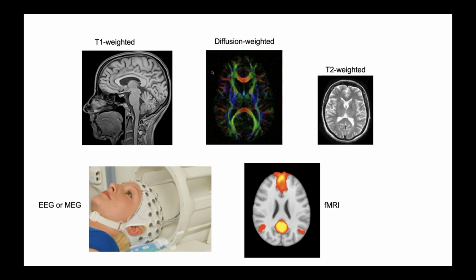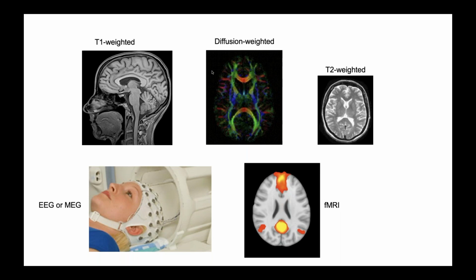The pipeline also processes EEG or MEG data and outputs source imaged EEG or MEG data. So it projects this activity into the source space at different cortical locations.